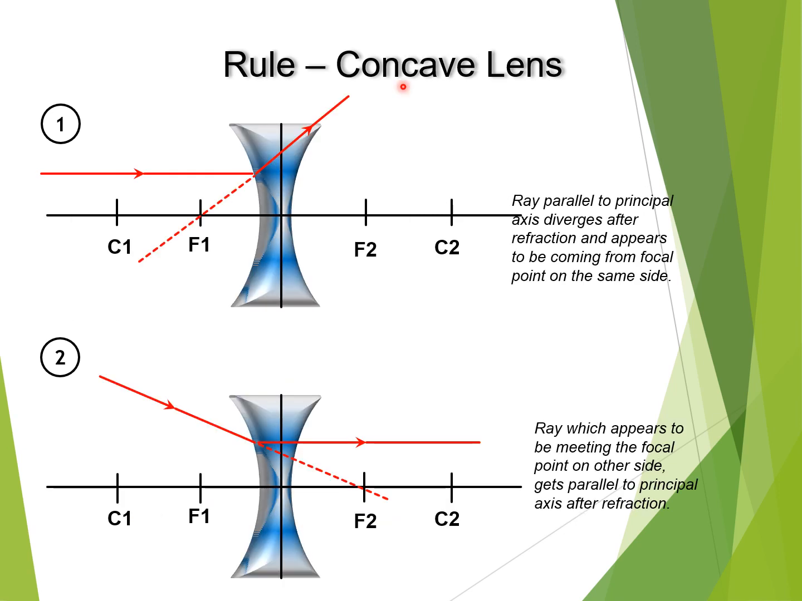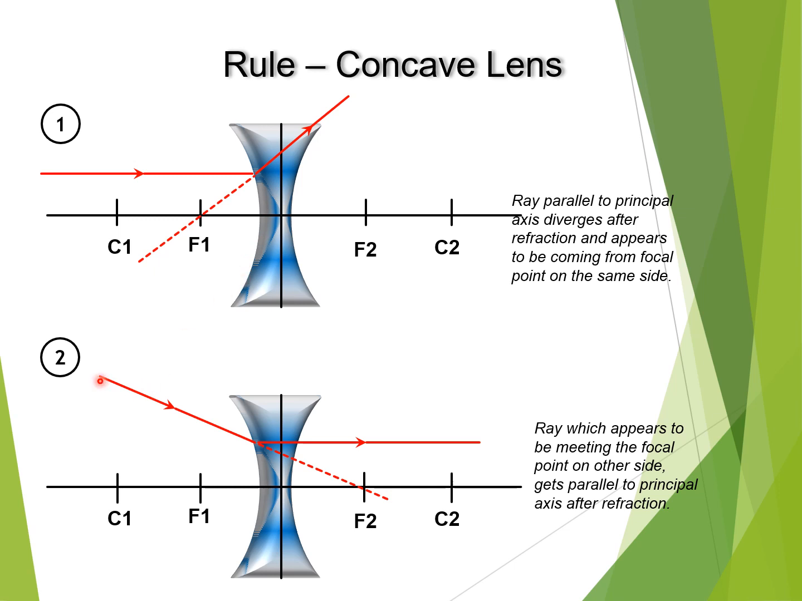Similarly, for the concave lens, the first rule is that a light ray parallel to the principal axis of a concave lens gets diverged after entering into the lens, which is made out of a different medium. And this ray appears to be coming from the main focus.